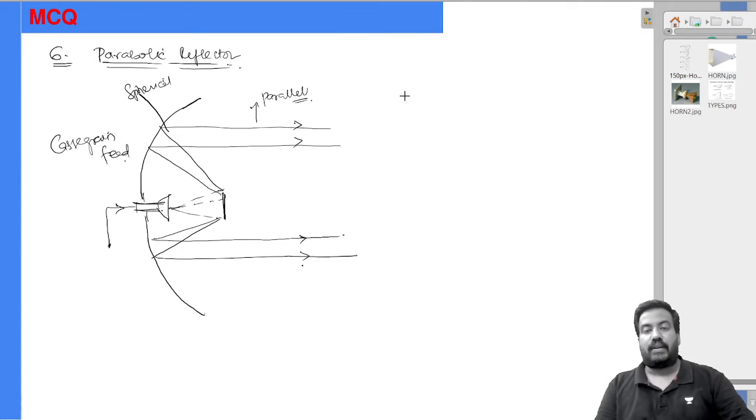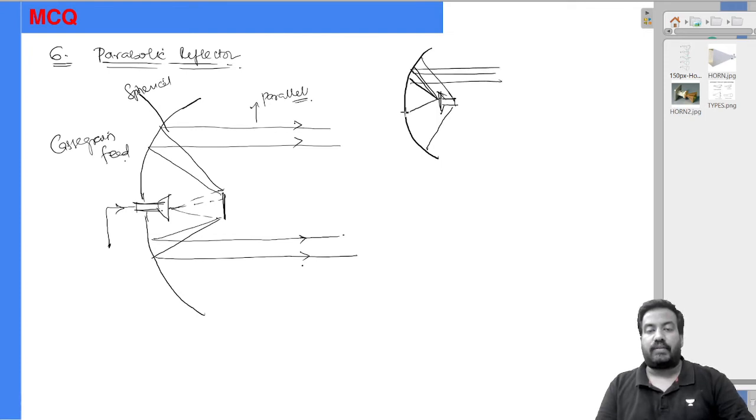And you can also have a front feed. In front feed, the primary antenna horn will be in front of the antenna and will be held by rods like this. In the front feed, again the spherical wavefront is converted to a parallel wavefront.